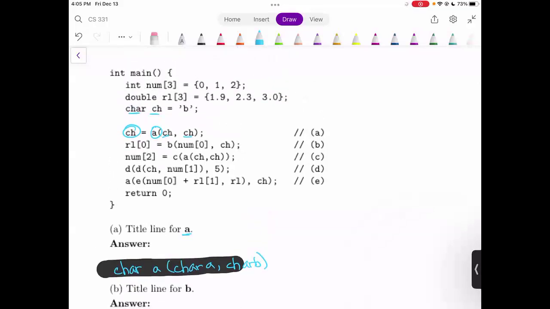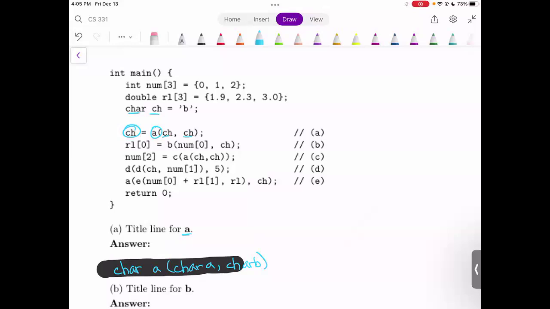All right, let me repeat what I said here. So A takes in two parameters. It has two characters, so char a, char b, and whatever it has to return has to be compatible with whatever CH is, right? Because in C++, you can only put types that are compatible with each other. So whatever this one returns has to be a character.